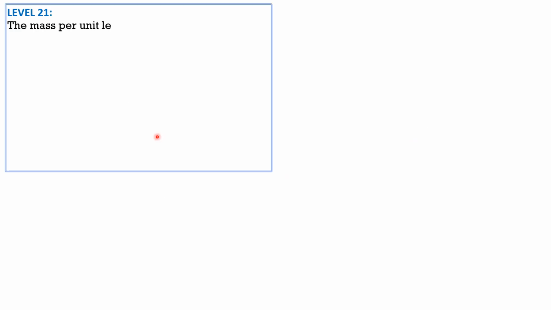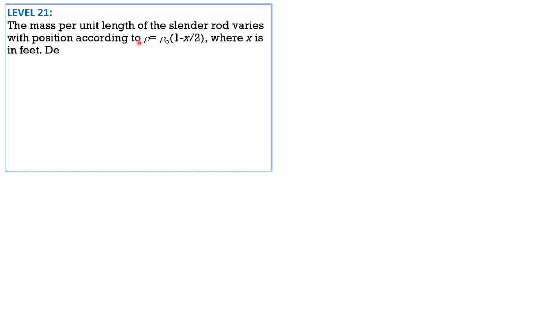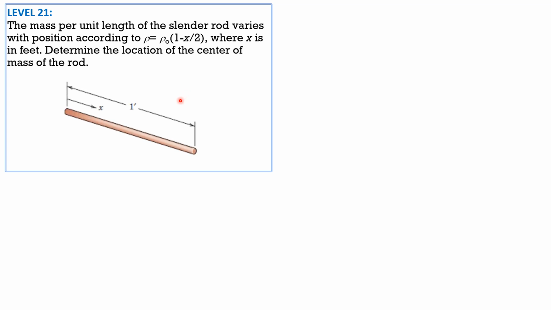Level 21. The mass per unit length of the cylinder rod varies with position according to density equals rho sub O quantity 1 minus x over 2, where x is in feet. Determine the location of the center of mass of the rod. So here is the given figure. Take note that the density varies with the distance according to this equation here.